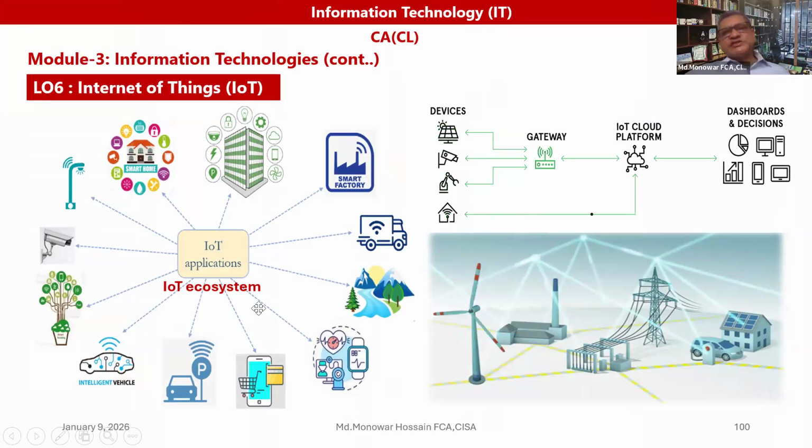And if you see the IoT ecosystem, look here, the IoT applications for an organization are all interrelated. Within the system, the CCTV, lights, home, office, factory, supply chain, delivery, all the vehicles are within the IoT environment. That means the IoT ecosystem. And the devices' data goes to the gateway and the IoT cloud platform, then to the dashboard for decision-making by the top-level management of the organization.